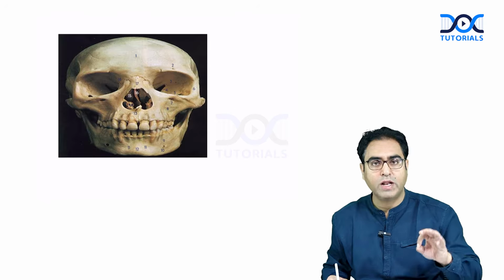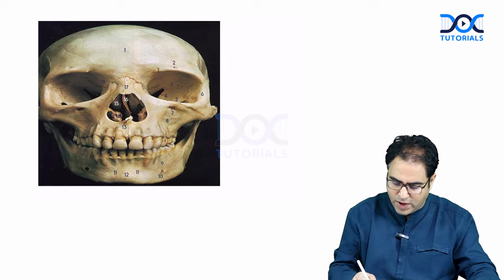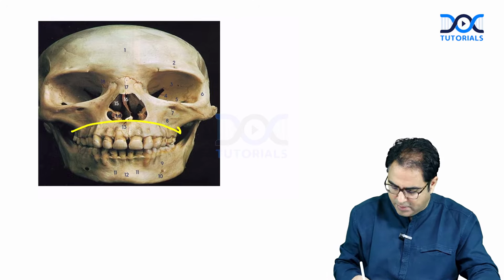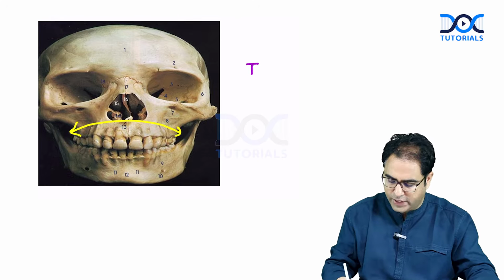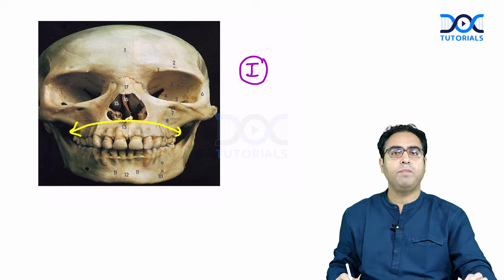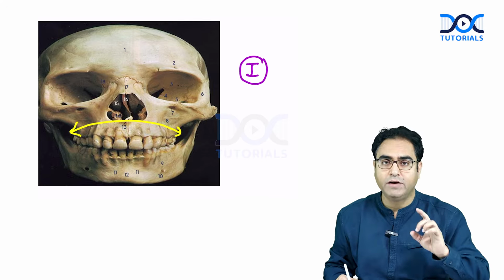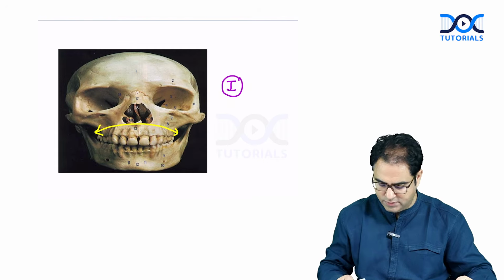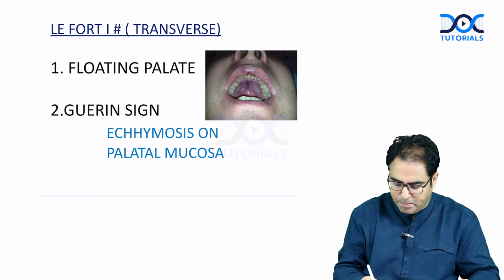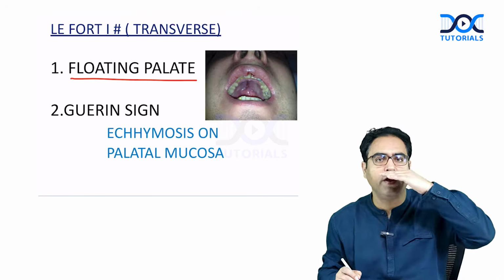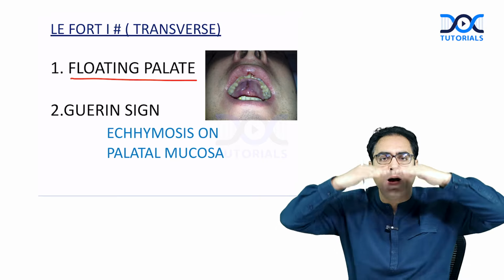My dear friend, let us talk about the LeFort 1. LeFort 1 passes along the palate. This is LeFort 1 fracture, transverse fracture. It passes along the palate. It leads to two features. Number one, floating palate. The palate got separated from the face. So upper teeth start jumping up and down.